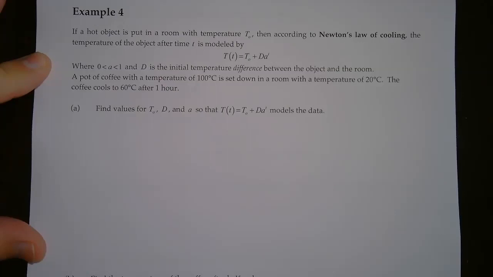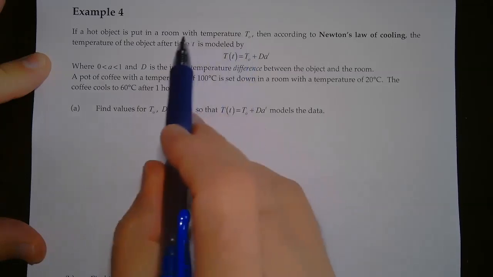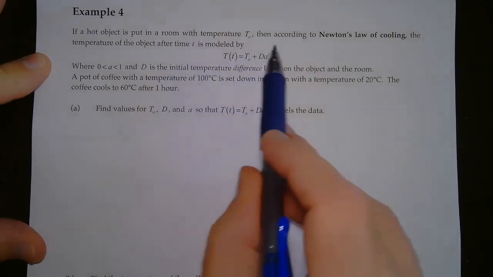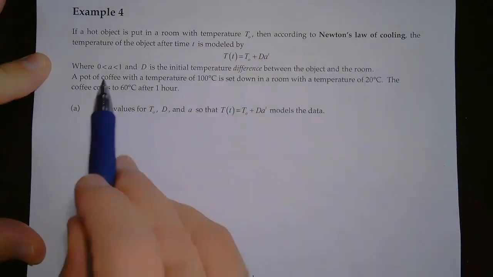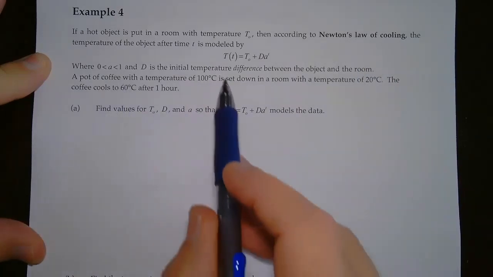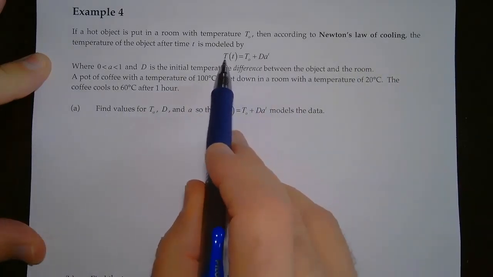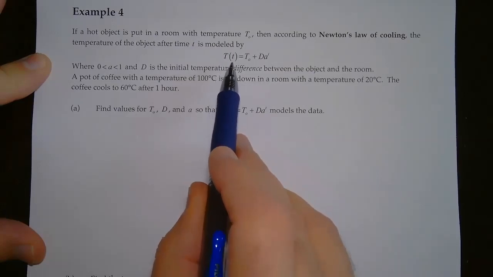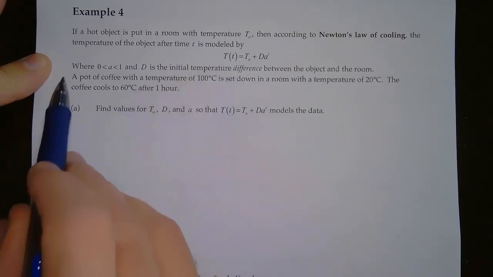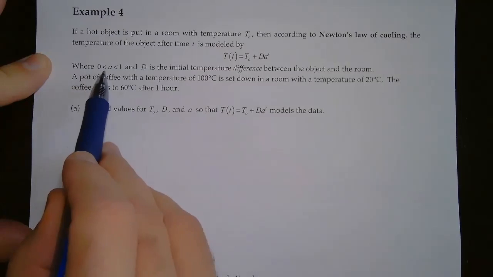For example 4, this is going to be a physics problem. This is called Newton's law of cooling. If a hot object is put in a room with temperature T sub O, so T sub O is the room temperature, then according to Newton's law of cooling, the temperature of the object after time t is modeled by this function. Capital T is the temperature, and little t is the time, where 0 is less than a is less than 1.